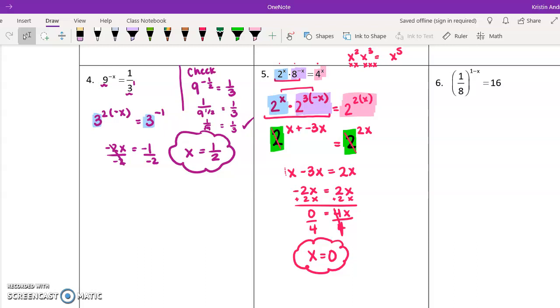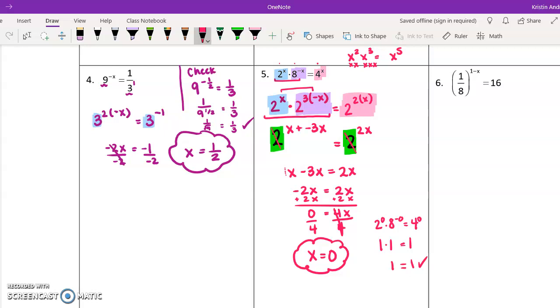Okay, and then again, that can be plugged back in to your original, and you'll get 2 to the 0. I'll just write that down here. 2 to the 0 power times 8 to the negative 0, which is just 0, and 4 to the 0. So this is 1 times 1 equals 1, which is obviously true.